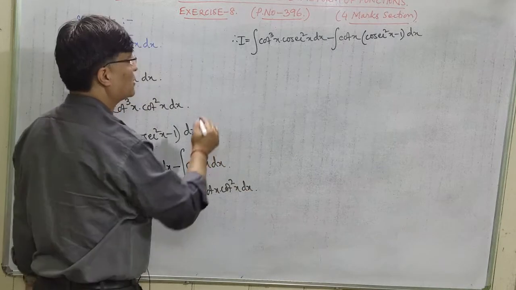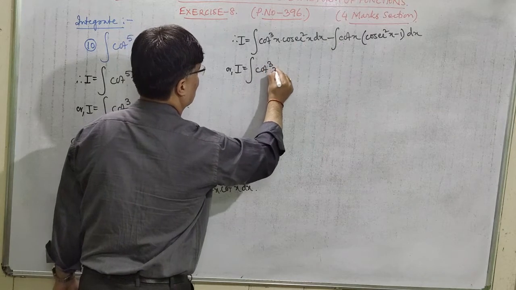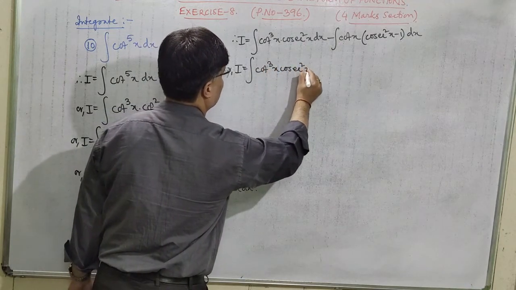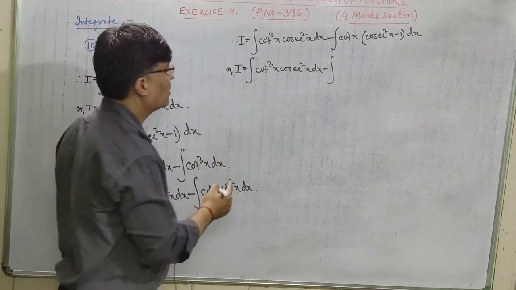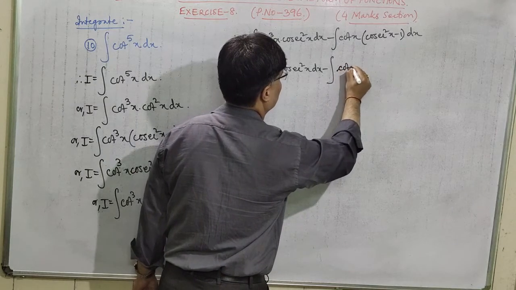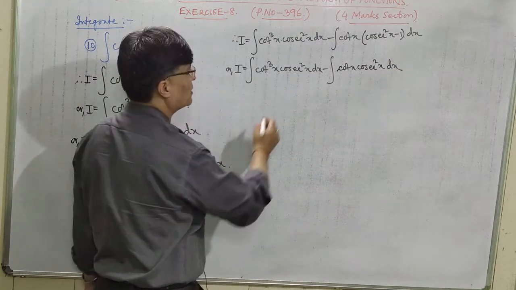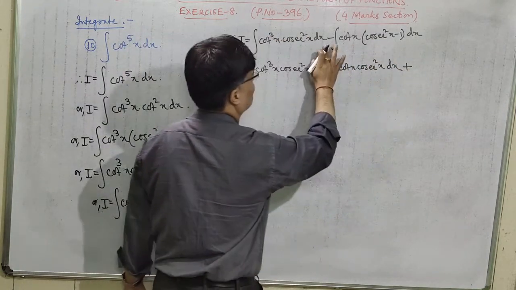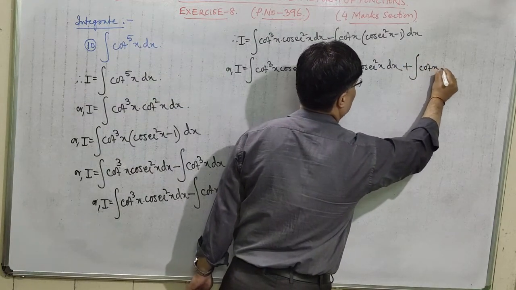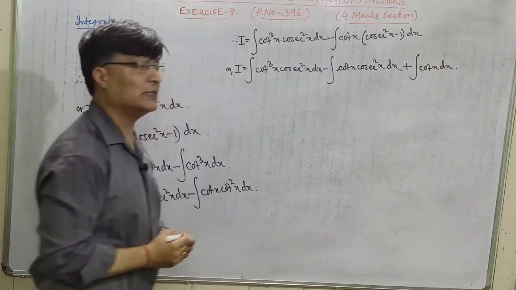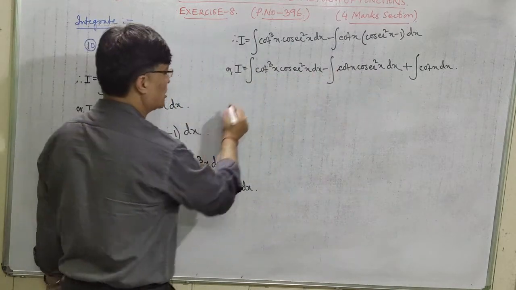So here also let us separate the term. I is equal to integration of cot cube x cosec square x dx, minus integration of, let us multiply and separate the term, minus integration of cot x cosec square x dx, right? And minus into minus is plus, then integration of cot x dx. Is that clear? So now for these two terms we can use the method of substitution.